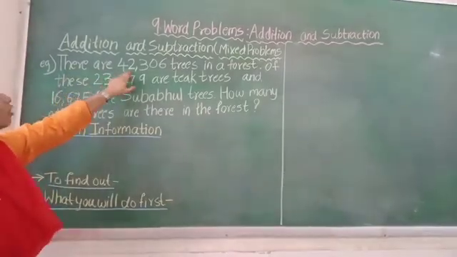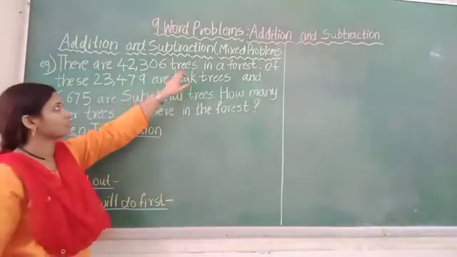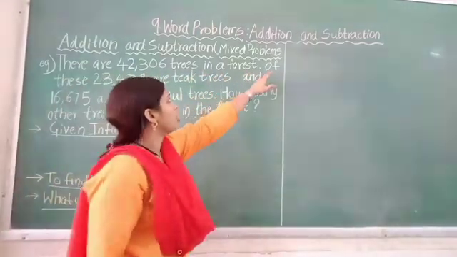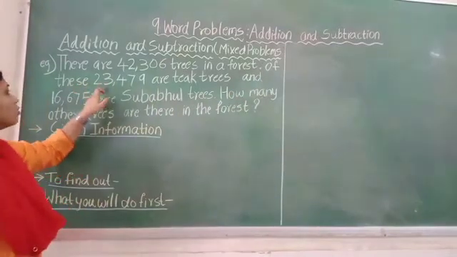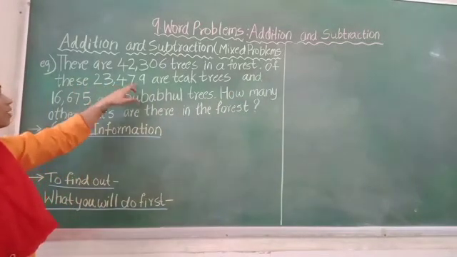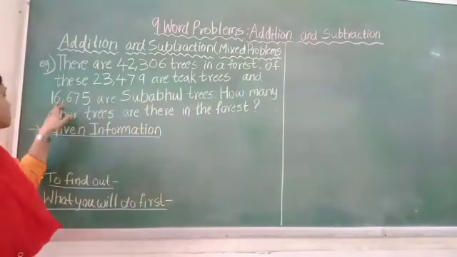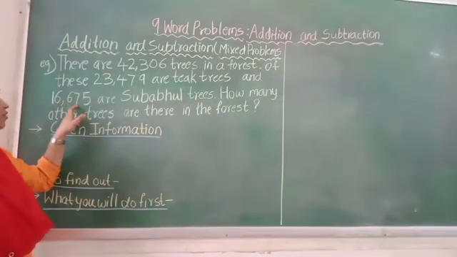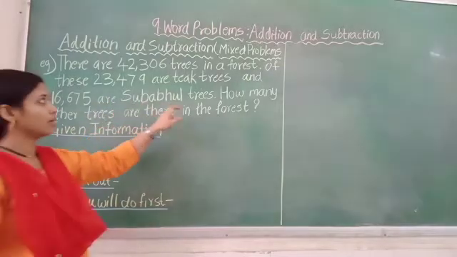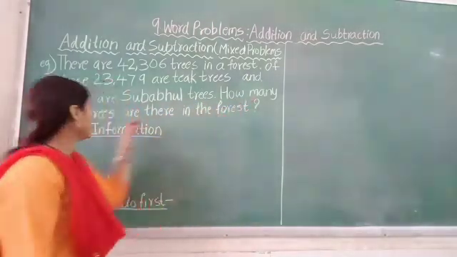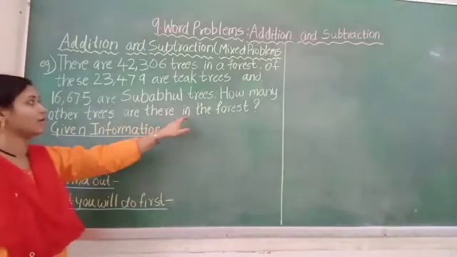There are 42,306 trees in a forest. Of these, 23,479 are teak trees and 16,675 are subabul trees. How many other trees are there in the forest?